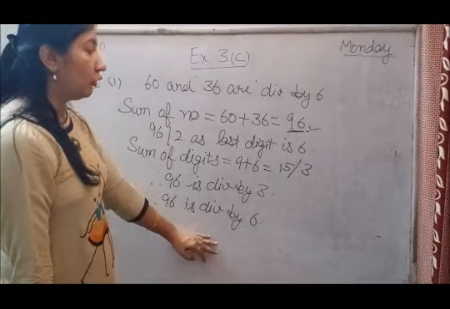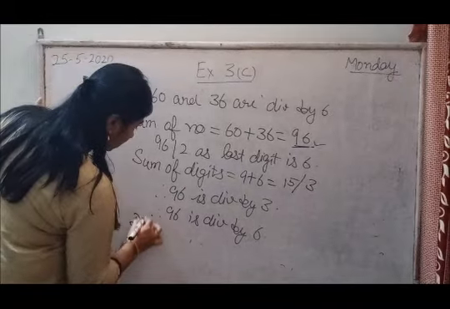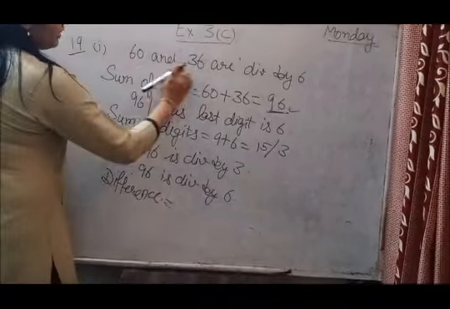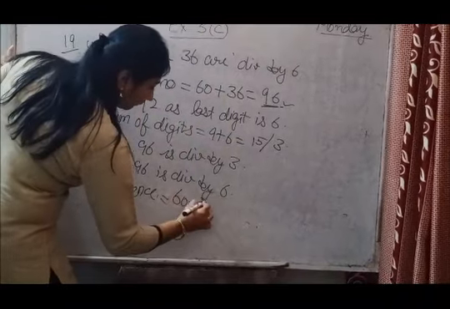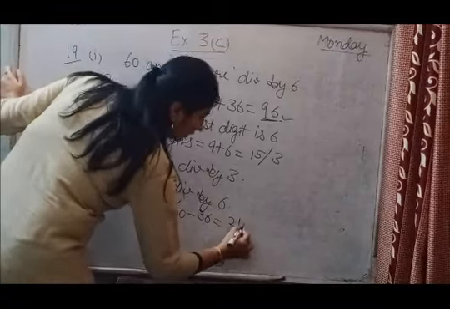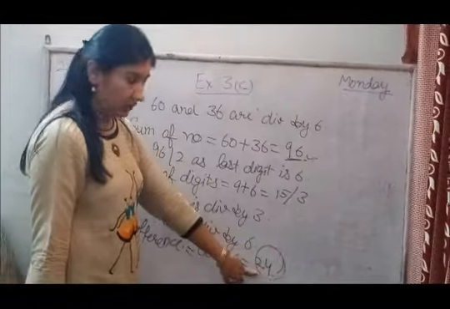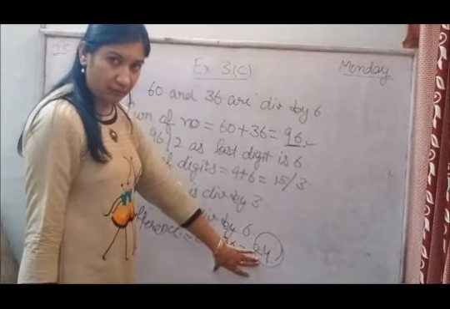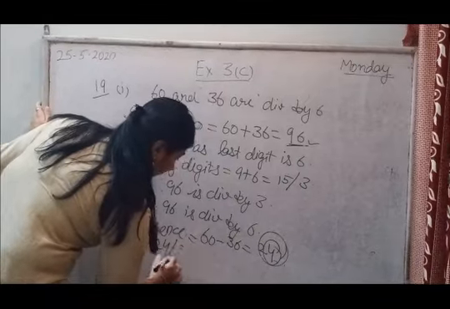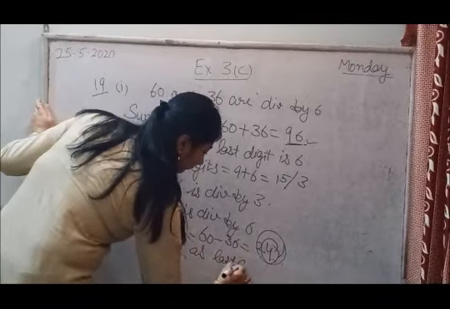Now you have to prove the difference of this also. What will we find out now? Difference. 60 minus 36. What will you get? 60 minus 36? You will get 24. Now check the divisibility of this. 24 is divisible by 2. How? Last digit is 4. Divisible by 2 as the last digit is 4.